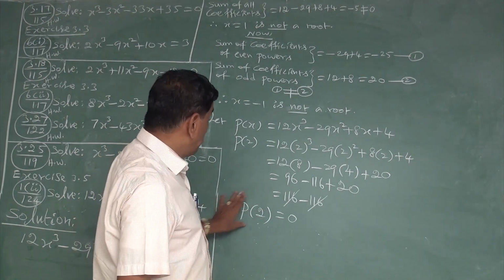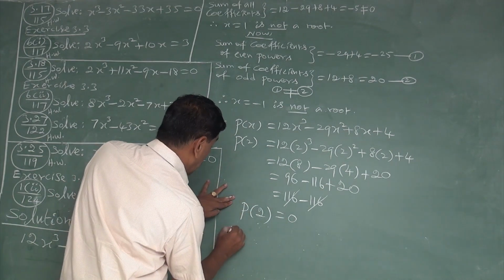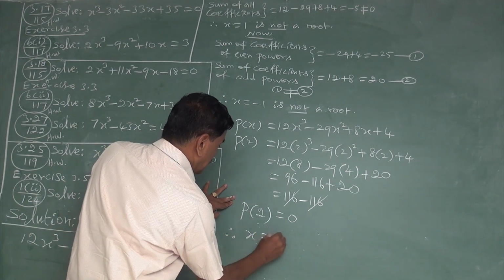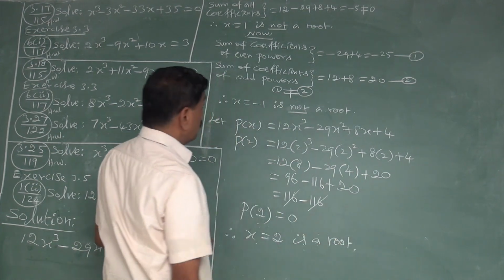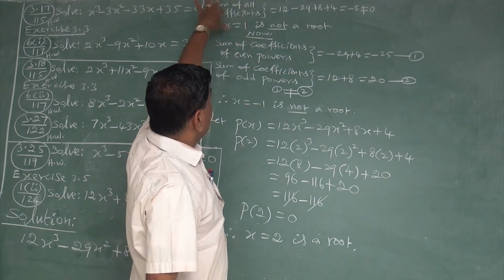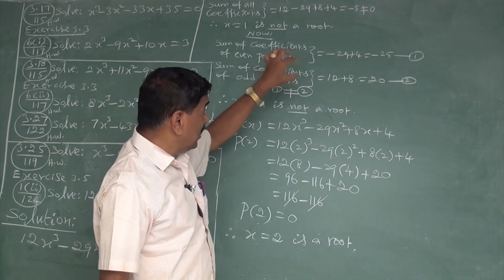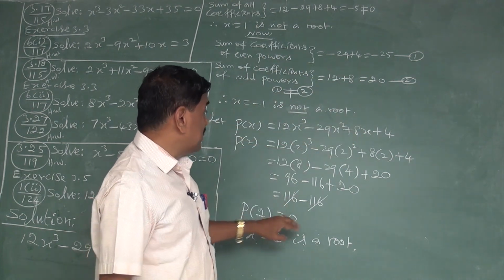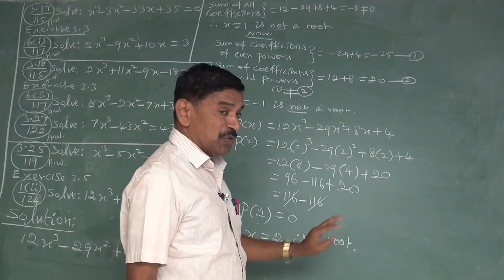If P of 2 equal to 0, what is your conclusion, please? Very good. Therefore, x equal to 2 is a root. Remember, step 1, x equal to 1 is not a root. Step 2, x equal to minus 1 is not a root. But third step success, that is p of 2 equal to 0, therefore x equal to 2 is a root.